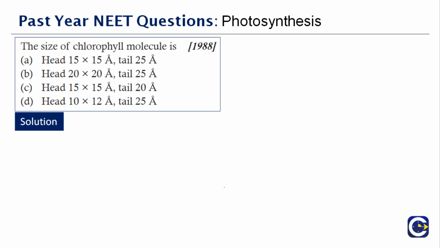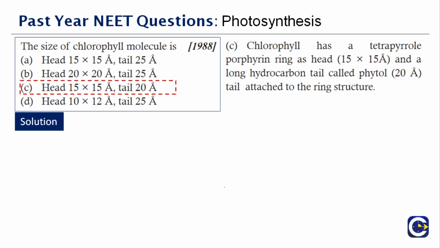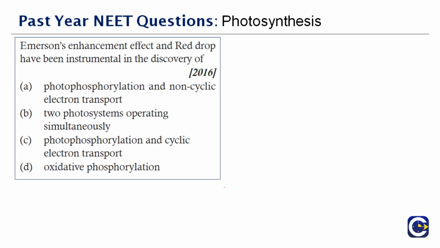When they ask you a question like this, remember the head of the chlorophyll is 15 by 15 Angstrom and the tail is 20 Angstrom. The correct answer is option C. And it is a tetrapyrrole porphyrin ring. Okay, next question. This question was asked in the year 2016.